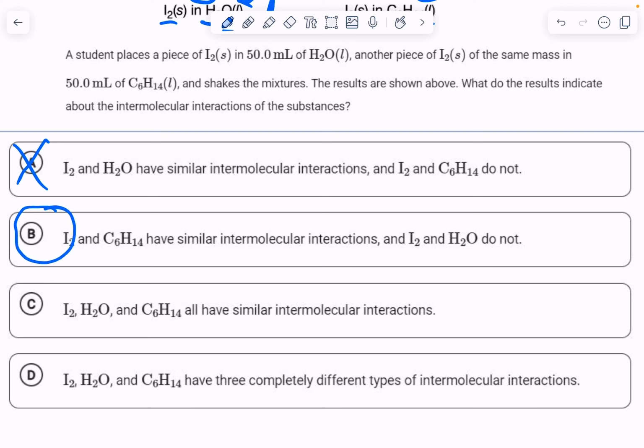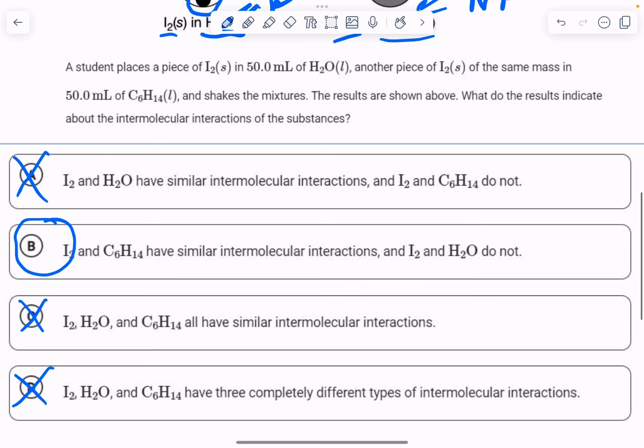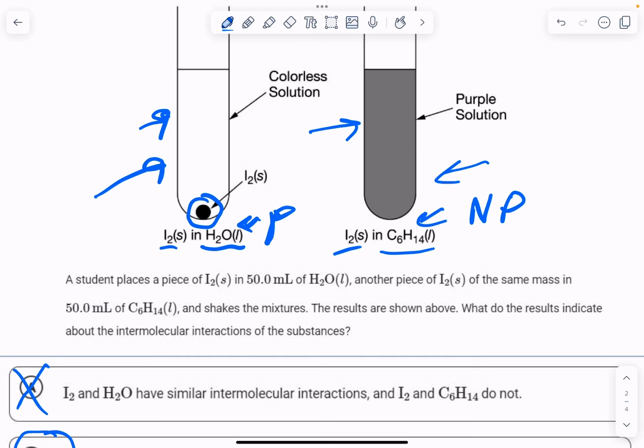C says that they all have the same. That's not true. And D says they're all different. That's also not true. So we were definitely looking for B, just as we were talking about, the one where I2 interacts with C6H14 and I2 does not interact with water.